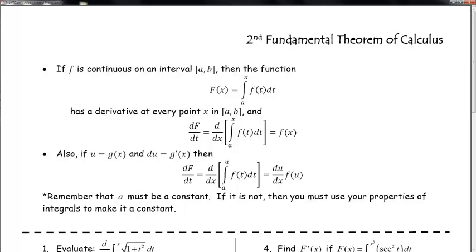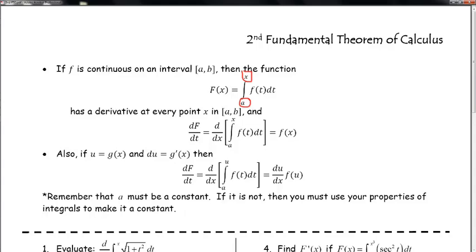Alright, today we're going to talk about the second fundamental theorem of calculus. So if f is continuous on the interval from a to b, then the function F of x is equal to the antiderivative from a to x of f of t dt. And so when you take the antiderivative, you're going to end up with a coefficient, and then you're going to be plugging in your x.